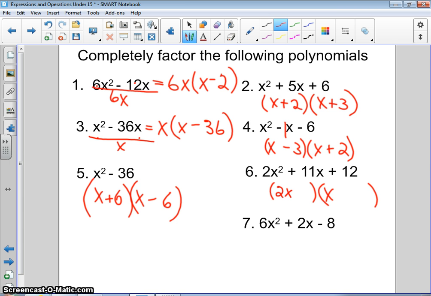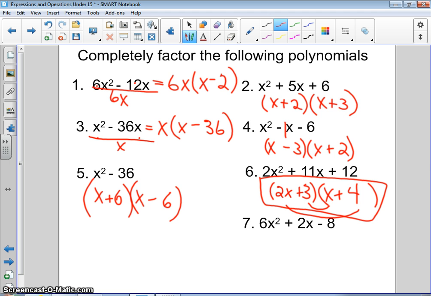Let me think about this for a minute. Let's see. Let's try this. Let's say I put a 3 here and a 4 here and see if that works. That's going to give me 3 times x is 3x. And it's going to give me 4 times 2x is 8x, and 8 plus 3 is 11. Yes, I have a winner. So that's going to be the factorization for that number.